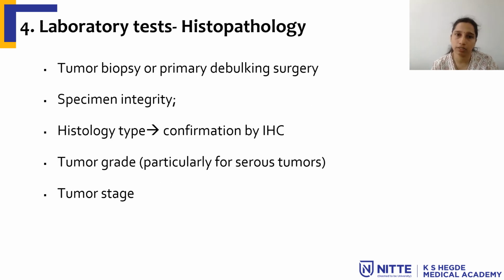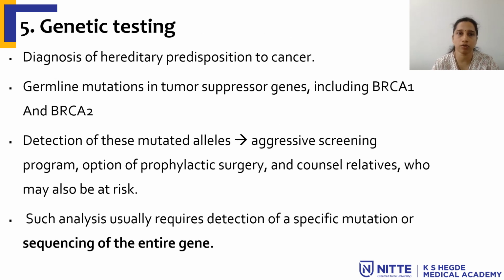Next is histopathology. So histopathology is tissue diagnosis of the tumor. It can be done on tumor biopsy or on a specimen of debulking surgery. So what is important when analyzing the tissue histopathology is specimen integrity, the tumor type, the histologic type, which can be confirmed by IHC, tumor grade, which is important especially in serous tumor for prognostication, and also tumor stage can be confirmed by histopathology.